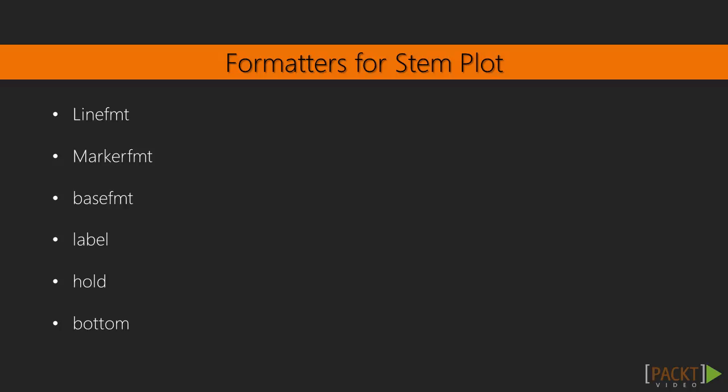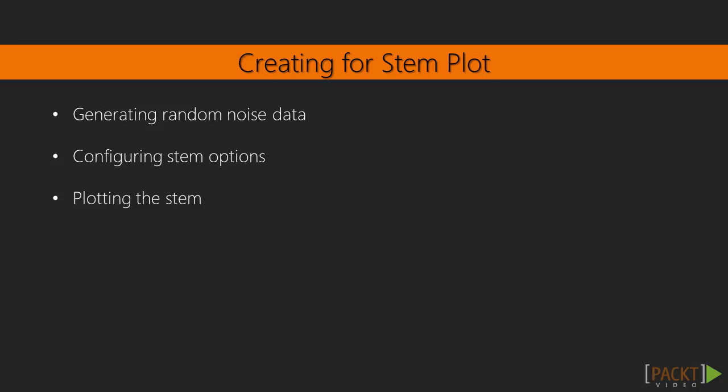Hold. This holds the current graphs on the current axis. Bottom. This sets up the location of the baseline position on the y-axis. Default value is 0. The hold argument is used as a usual feature for plots. If it is on, i.e. true, all this plotting is added to the current axis. Otherwise, every plot will create a new figure and axis.